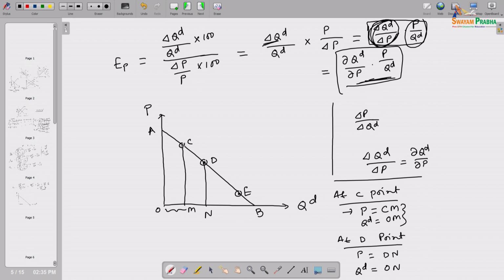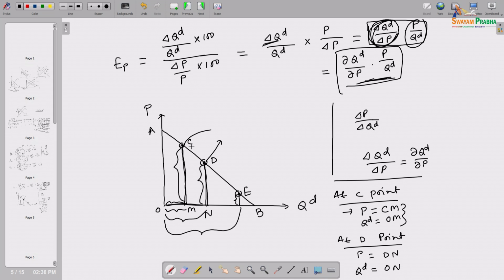At C point, price by quantity demanded is basically this distance by this distance. At D point, price by quantity demanded is basically this distance and this distance. If you compare that price by quantity demanded at C point and D point, the numerator is falling and the denominator is increasing. Here at C point this was the numerator, this was the denominator. At D point this is the numerator and this is the denominator. At E point this is the numerator and this is the denominator, right.